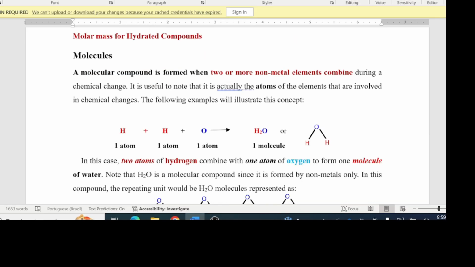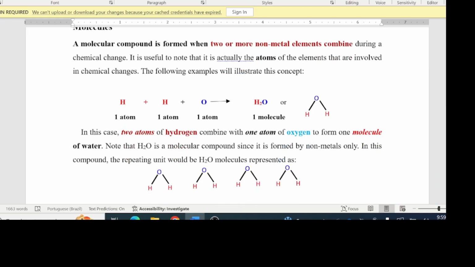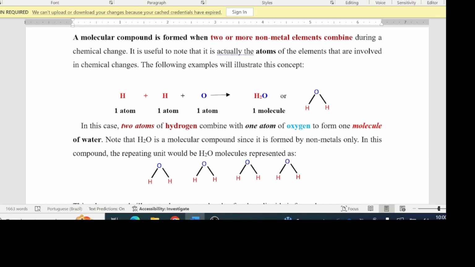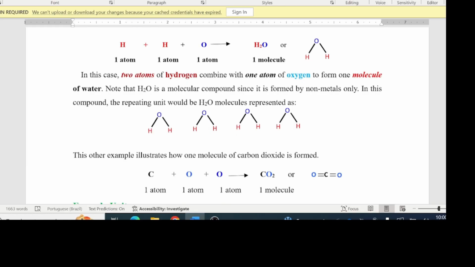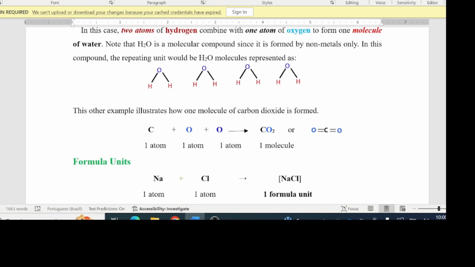Water is used to exemplify this, water and carbon dioxide. Here you're seeing how a molecule of water is formed. Two atoms of hydrogen combine with one atom of oxygen to give a single molecule of water. That's the ball and stick model. Water exists as molecules. Carbon dioxide is another example of a molecular compound. Here two atoms of oxygen react with one atom of carbon to give a molecule of carbon dioxide.